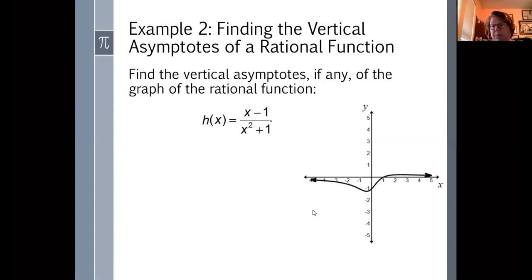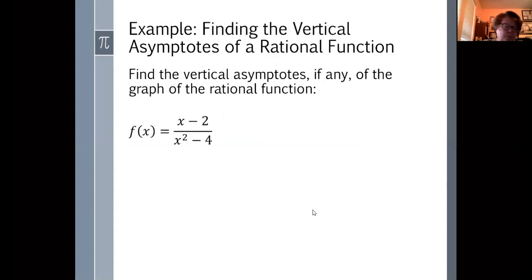And you can see from the graph that there isn't. As x goes to positive infinity, there is no vertical line for which y increases without bound, and the same in the negative direction. So there are no vertical asymptotes. All right, let's look at another example.